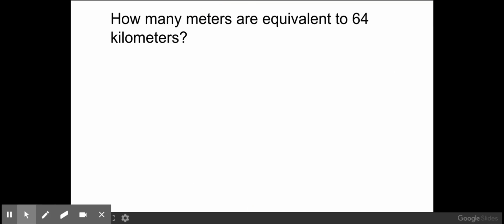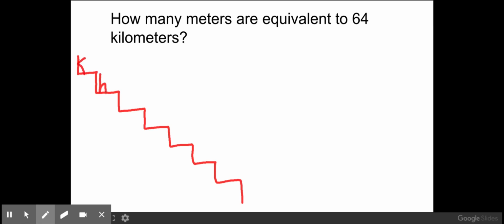Let's look at one final example, and this time we're going to multiply. So again, I'm going to start with my 7 steps. 1, 2, 3, 4, 5, 6, 7. I'm going to remember to write King Henry did nothing during class Monday. Now my problem reads, how many meters are equivalent to 64 kilometers?